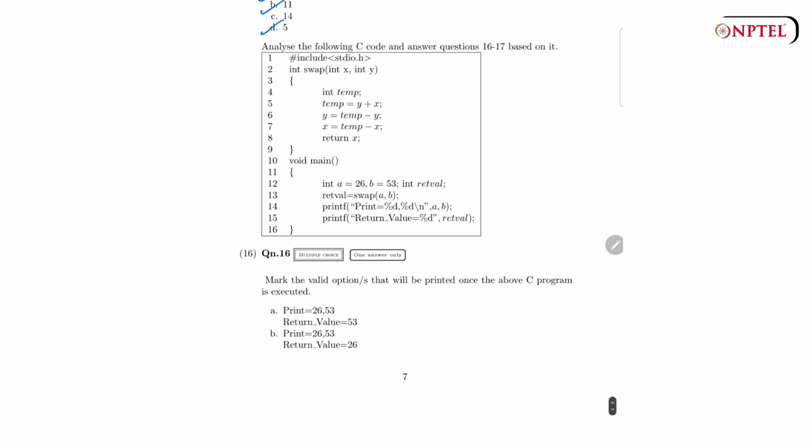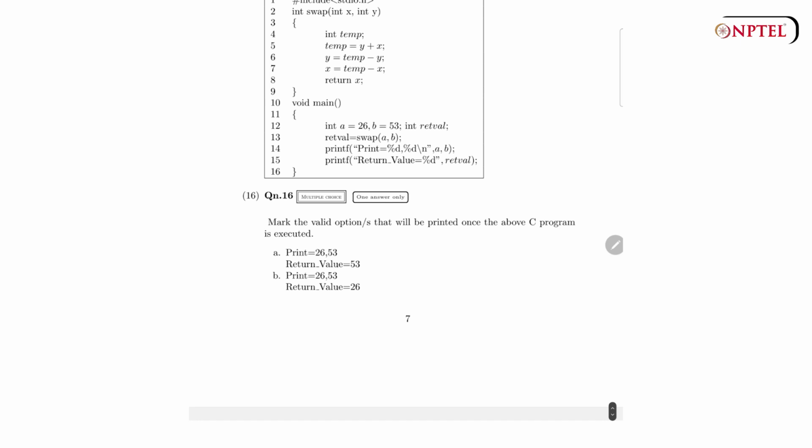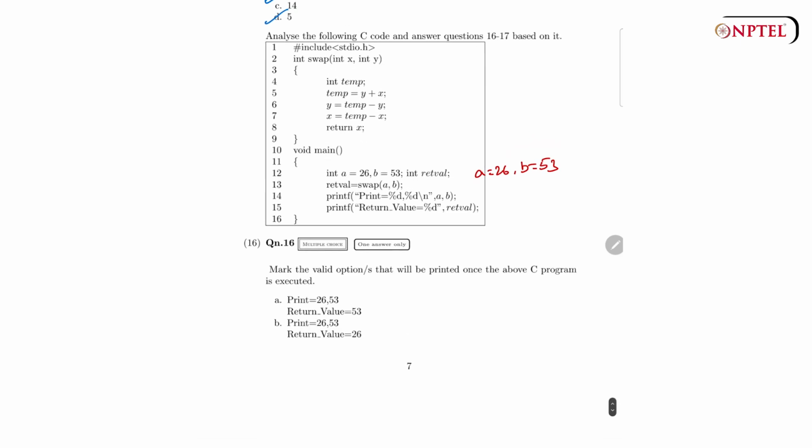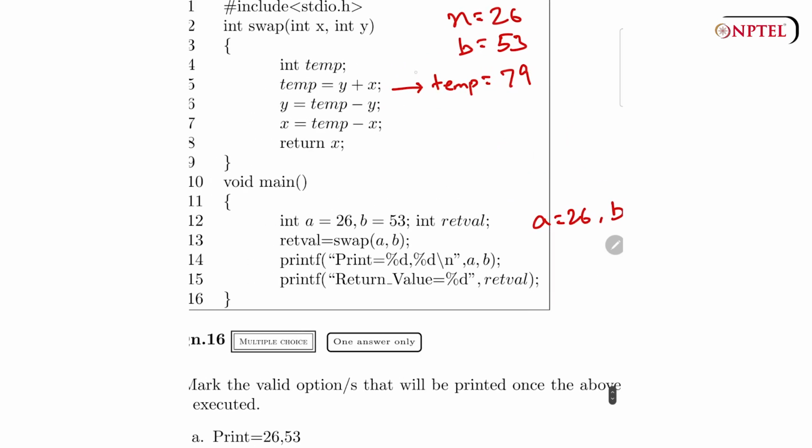So this is an example of swapping. Let's see if the swapping works or not. Here I'm giving the values a equal to 26 and b equal to 53, and passing them straight into the function. So here x holds the value 26, y holds the value 53. Now temp holds the value of 26 plus 53, which is nothing but 79. And then y is going to hold the value of temp minus y. Temp is 79, so y is going to be 79 minus y.